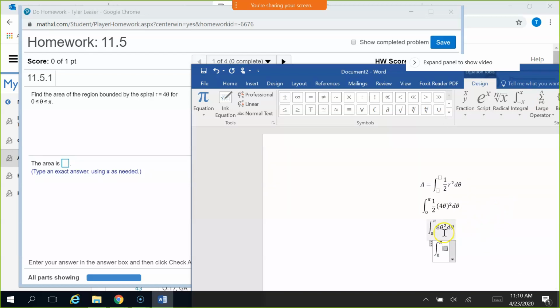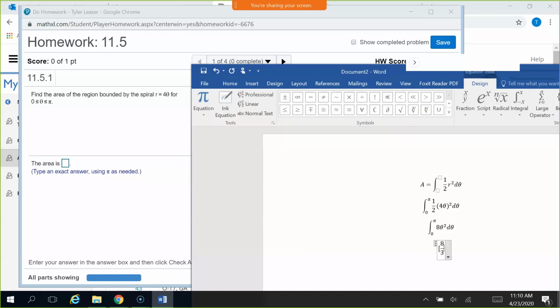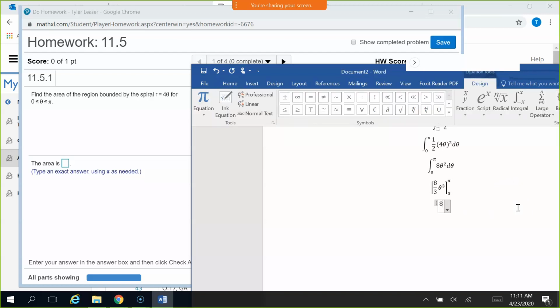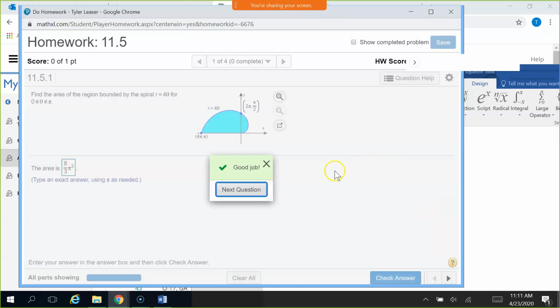Then finally just do the antiderivative. We raise theta to the third power and divide, so the antiderivative is 8/3 theta cubed, going from 0 to pi. You just plug pi in, you don't have to worry about plugging 0 in. So 8/3 pi cubed. I think that's all there is to it. Plug it in and see if we're right. 8/3 pi cubed. Yay.